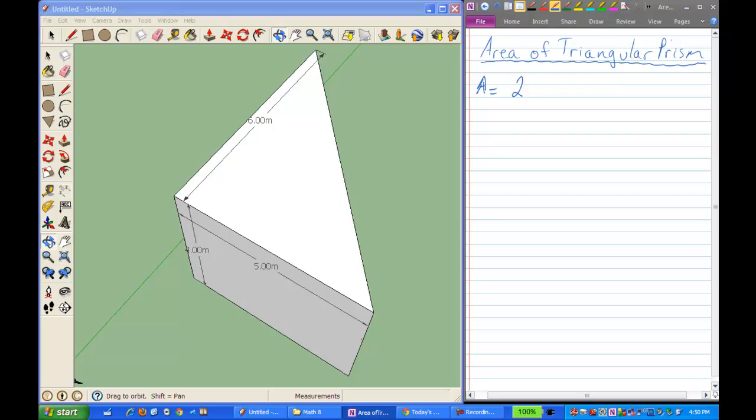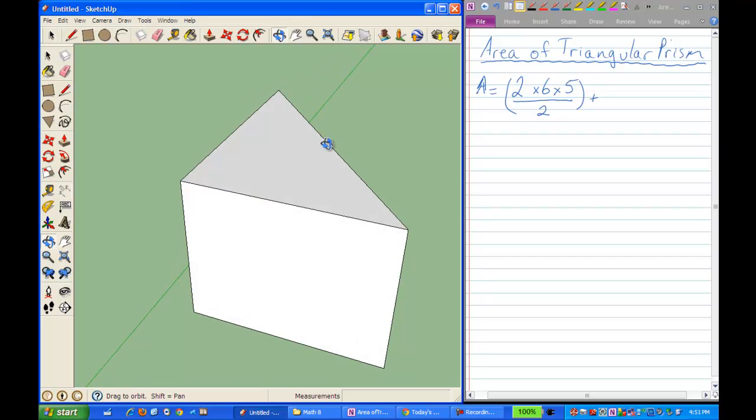So we have 2 triangles, and they are 6 meters by 5 meters, 6 wide by 5 long, or 6 long by 5 wide, and there's 2 triangles. But what we need to realize is that they're actually half of the original rectangle, right? So we want to divide this by 2. Alright? And that's our first formula that we have to calculate. Then we're going to add the length and width of all the other rectangles here.